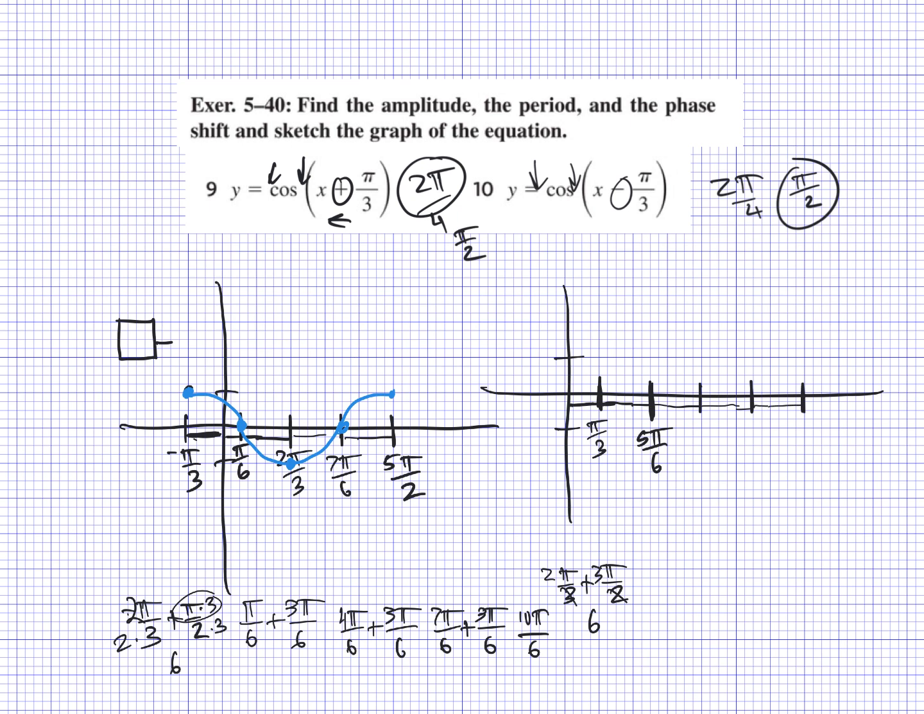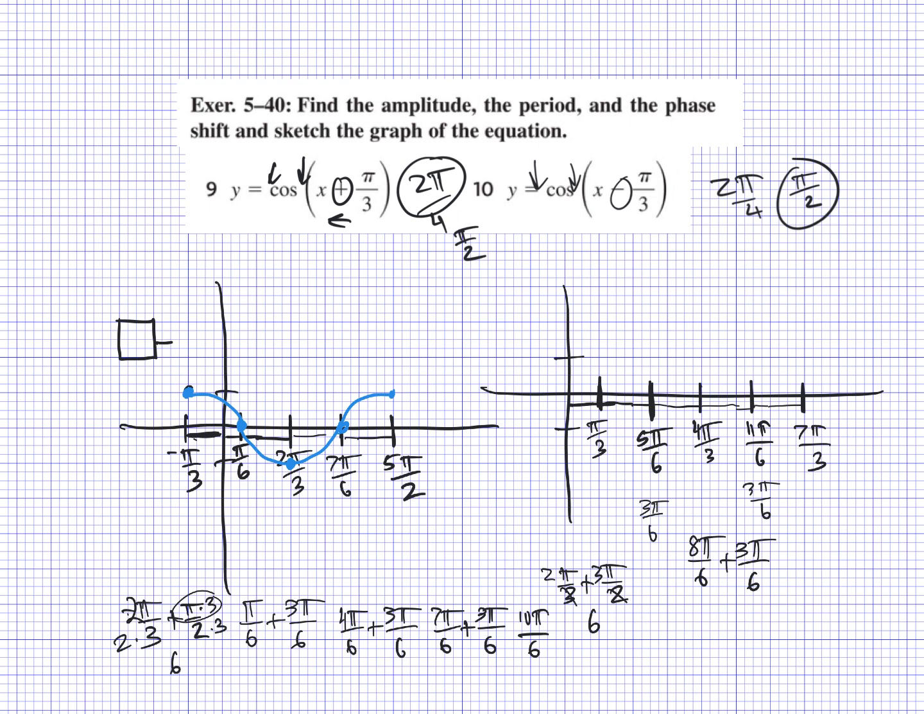So now we take 5 pi over 6 plus 3 pi over 6. This is 8 pi over 6, or 4 pi over 3. So 8 pi over 6 plus 3 pi over 6 is 11 pi over 6. And 11 pi over 6 plus 3 pi over 6 is 14 pi over 6, or 7 pi over 3.